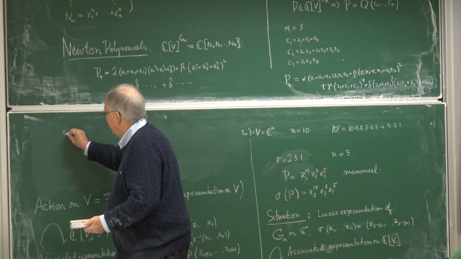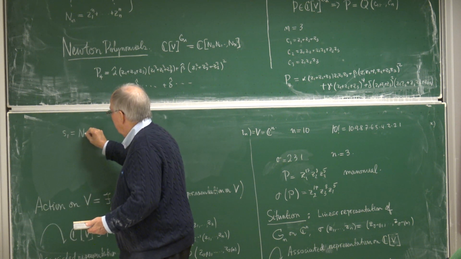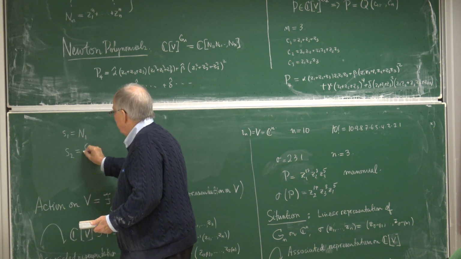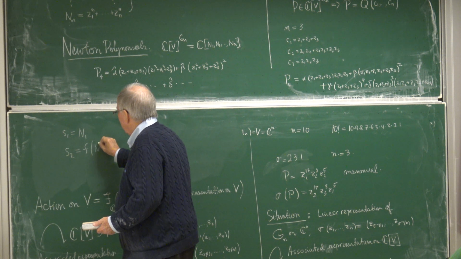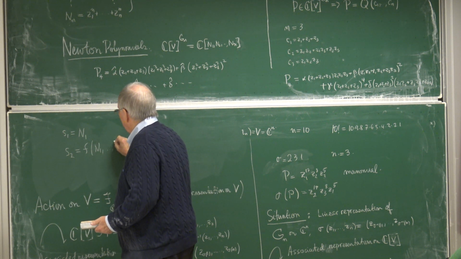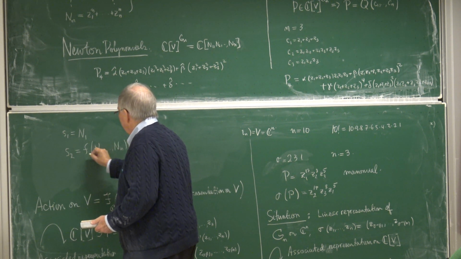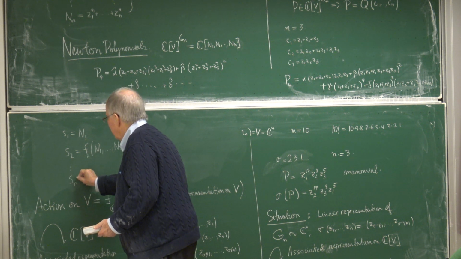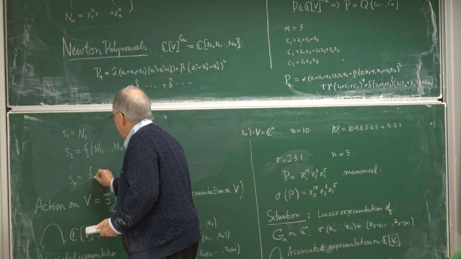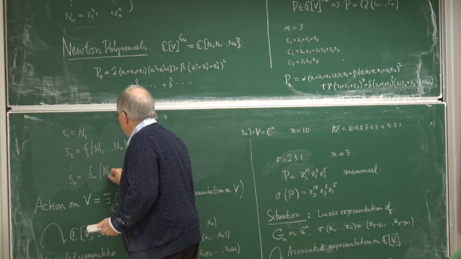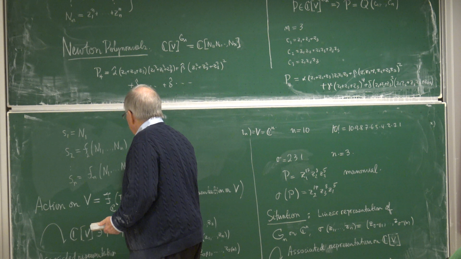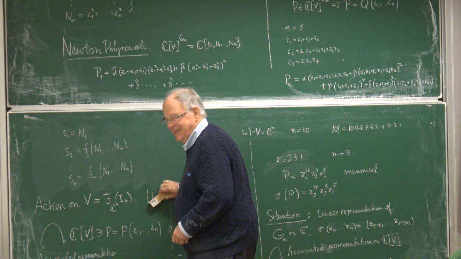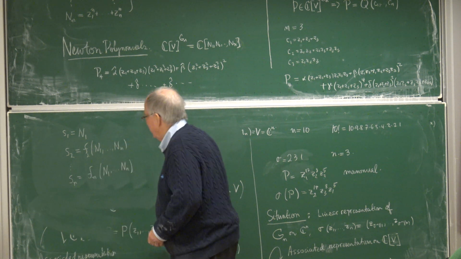So the first symmetric function equals the Newton function. The second symmetric function is some function of the Newton functions. I don't know what the function is, I'll write them all down here: F2. The third symmetric function is a function, and so on: the nth symmetric function is a function of the Newton polynomials. You guys are much smarter than I am. Let's try one. Okay, let's try it.